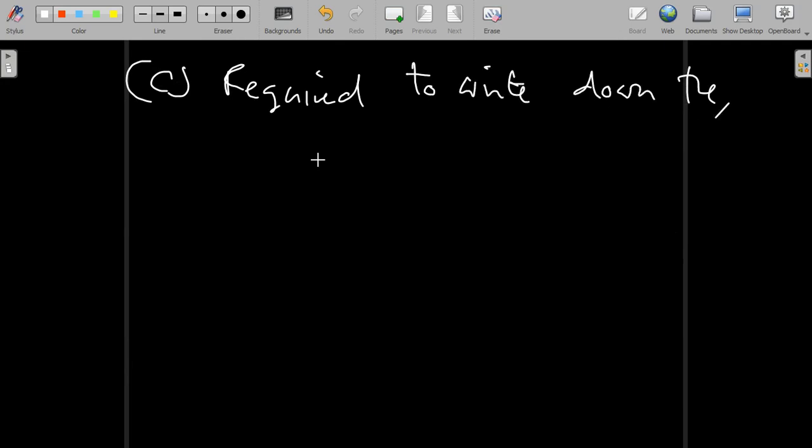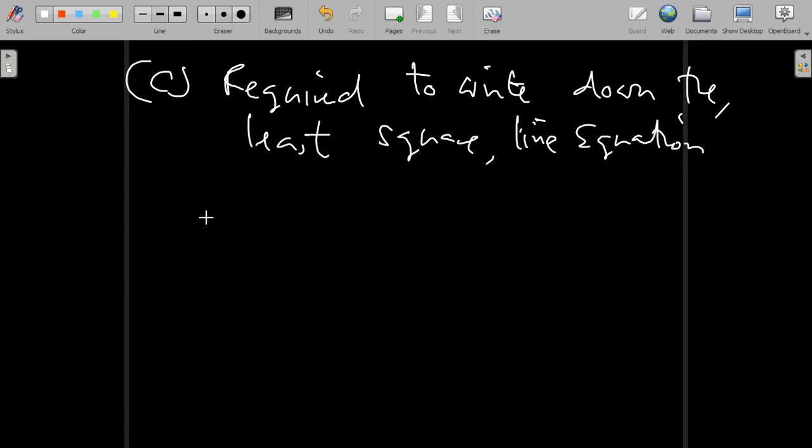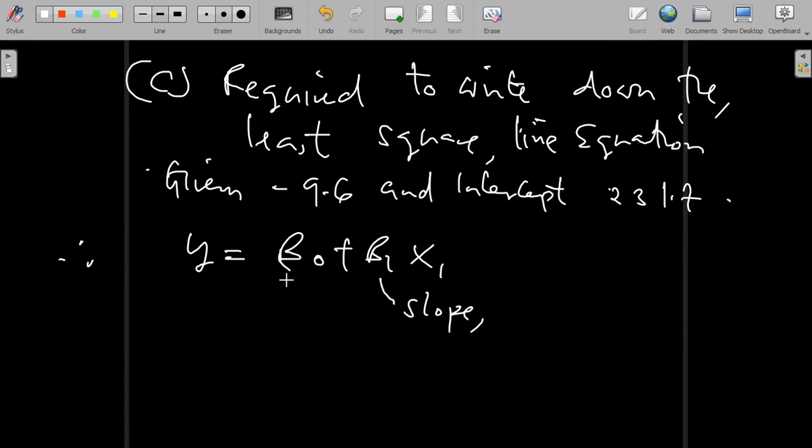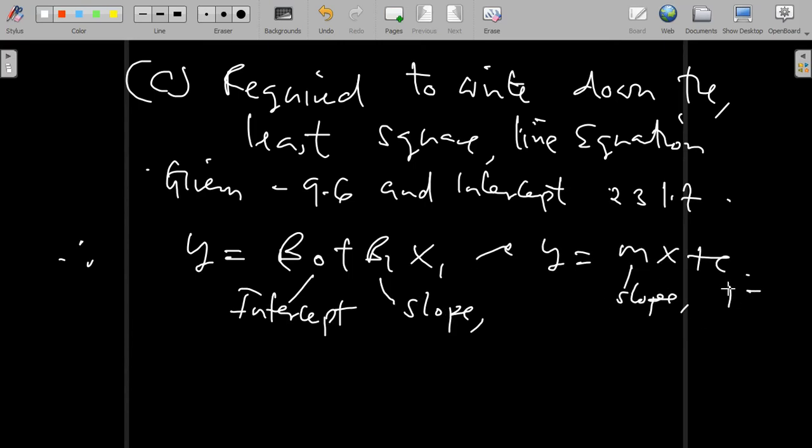So let's go to part C, that is to write down the least square regression line. In writing the least square regression line, we need to know the slope coefficient together with beta naught. The slope coefficient is given over there, negative 9.6, as well as the y-intercept, which is 23.17. So our general regression line will be y is equal to beta naught plus beta 1 x1. That's the slope, and beta naught is the intercept. And x1 is the independent variable.